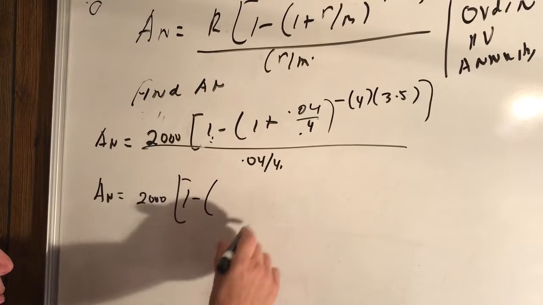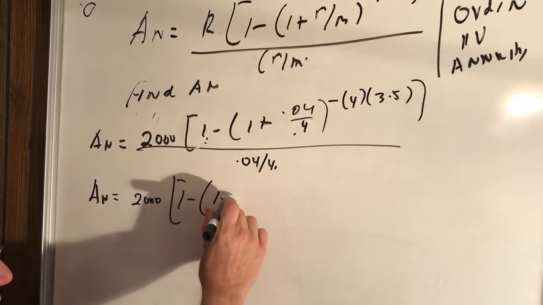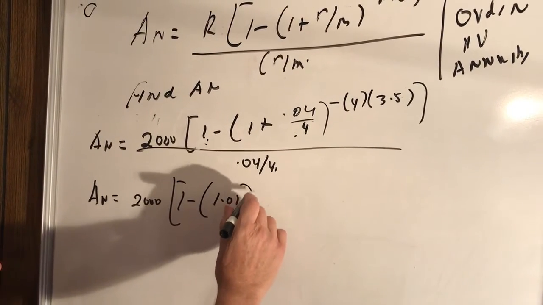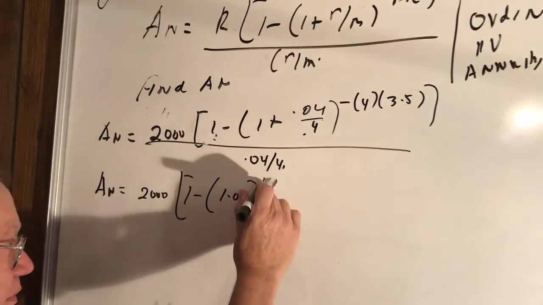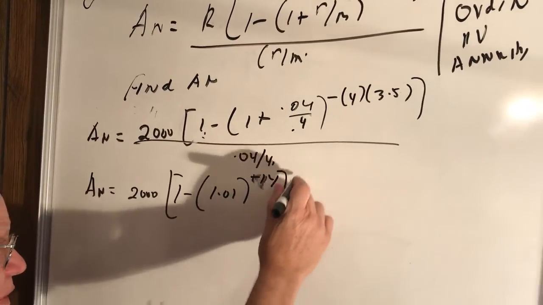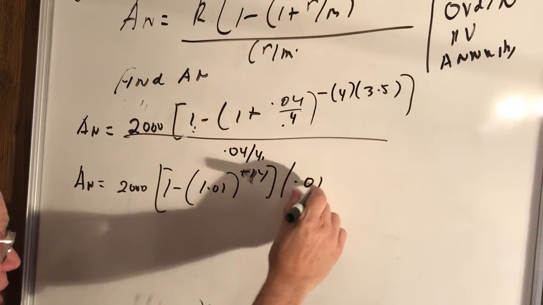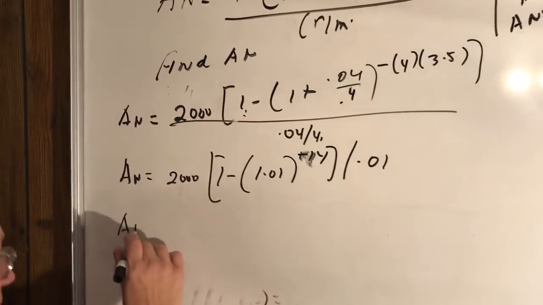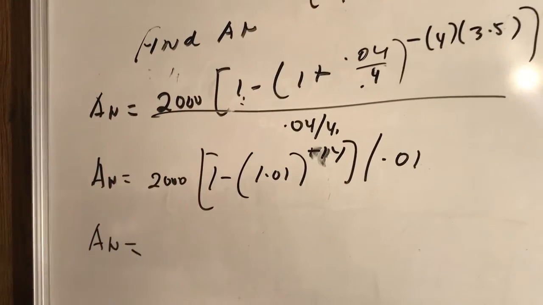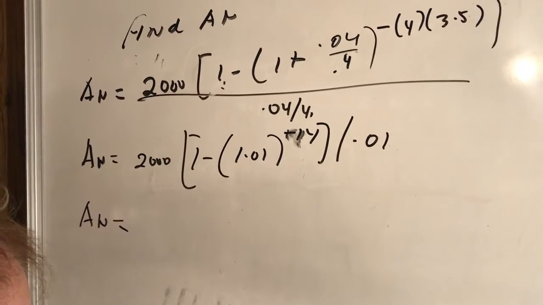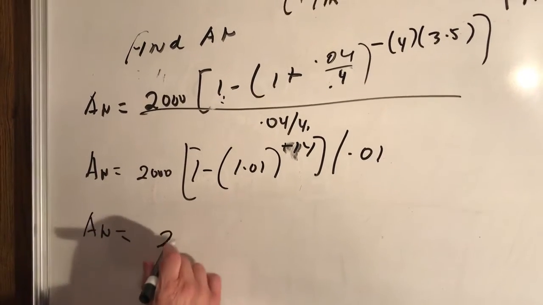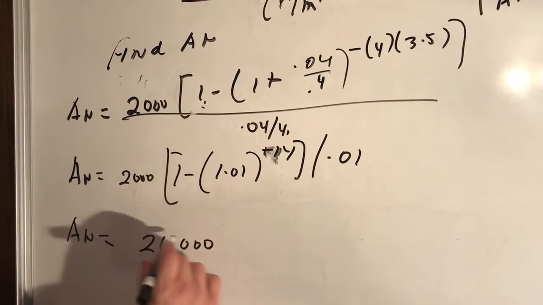that's 0.02, 0.01, right? 1.01 to the minus 14. Minus 14, thank you. Divided by 0.01. All right. Once again, we'll forget the gory details. So AN is, I believe, 26,000. You better check that.